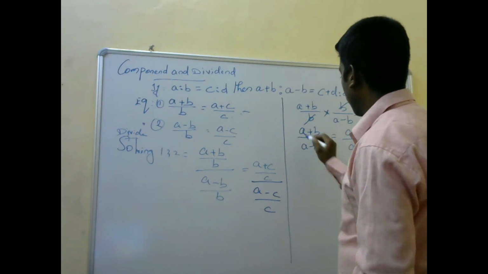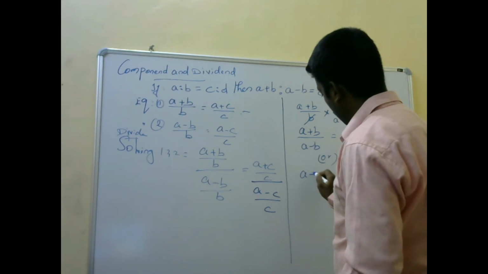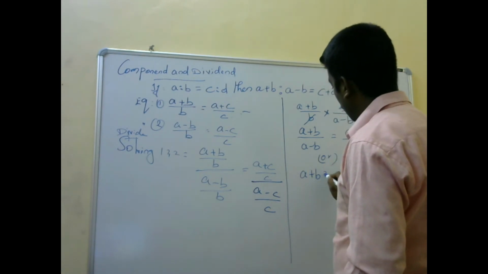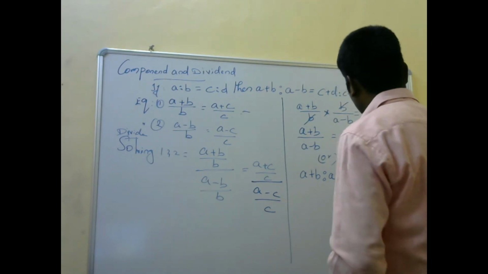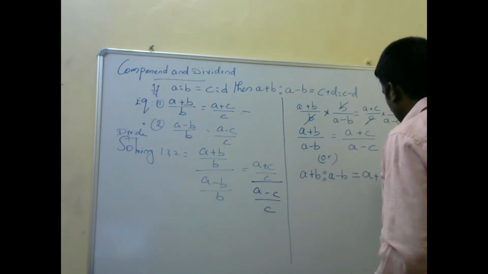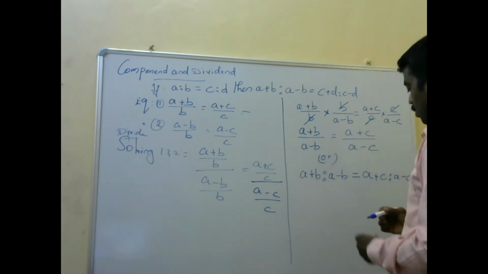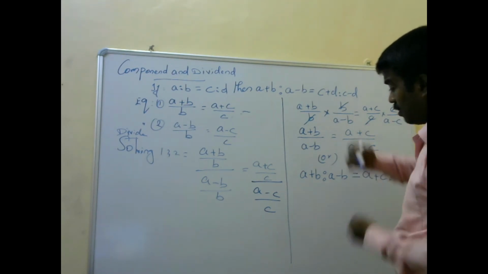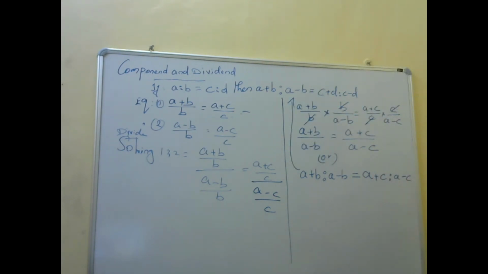And how will we write this as a ratio? This can be written as A plus B is to A minus B is equal to A plus C is to A minus C. That is the answer. Please note it down.